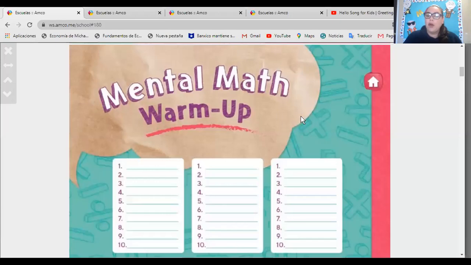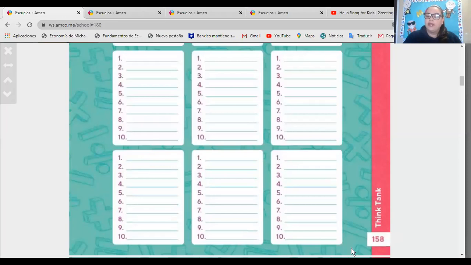Mental math, warm up. Page 158 and the subject, Think Tank. Get ready, okay? Well, let's start. Operation number 1. 8 times 2 plus 10. Pause the video and write your answer. When you finish, press play.